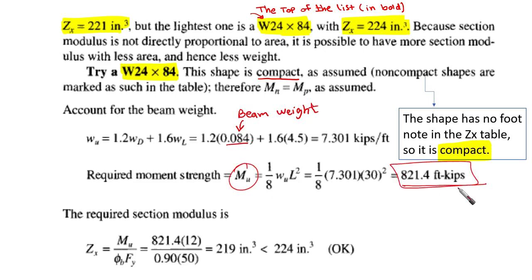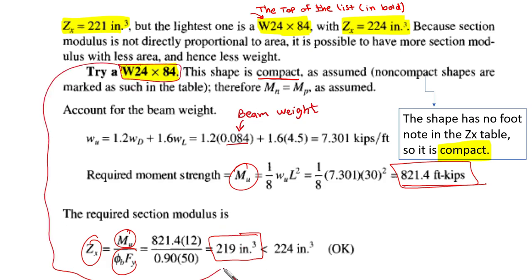821.4 foot-kips, and the required section modulus is going to be Zx = Mu over phi_b Fy, as we have done before. It is going to be 219 inch to the power 3. Our W24 has 224 inch to the power 3. Then we are okay. Our design is okay.